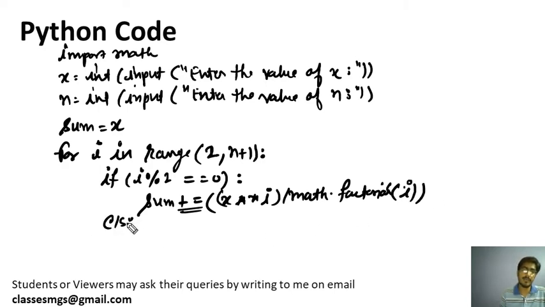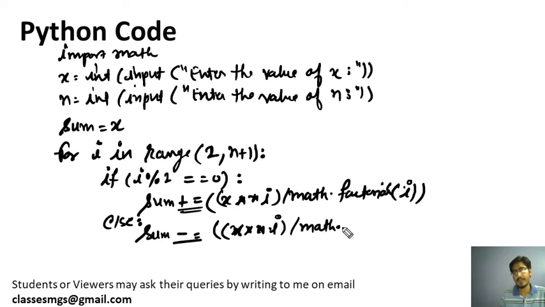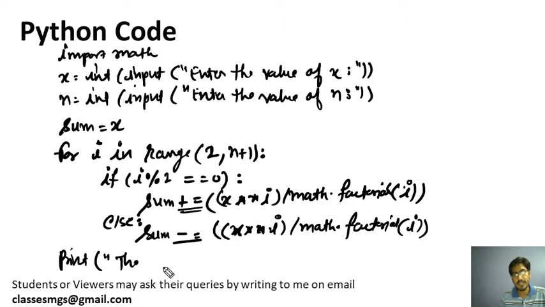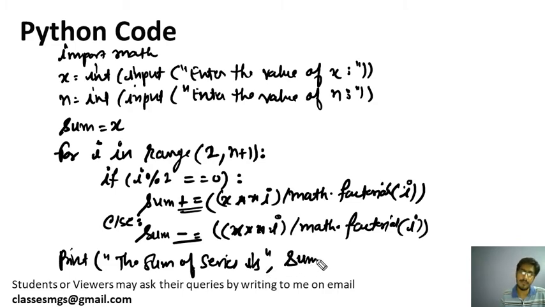And otherwise, if the term is odd, then we are going to subtract it. Sum minus equals, we will pass the same logic, x double star i. Remember, this is x and this is star. Then math dot factorial i. You can also write your own factorial method if you want. I have already told you how to write it using a while loop. Then at the bottom, what you do, print the sum of series is what? It is sum.